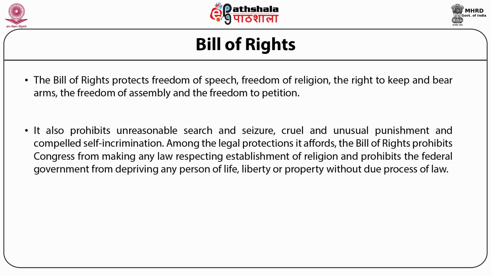Among the legal protections that the Bill of Rights affords, the prime among them is the prohibition on Congress from making any law respecting establishment of religion, which has been covered in previous modules. It also prohibits, more importantly for our purposes here, the federal government from depriving any person of life, liberty, or property without the due process of law. Let me repeat. The Bill of Rights prohibits the federal government from depriving any person of life, liberty, or property without due process of law. This clause has come to be known popularly as the due process clause.